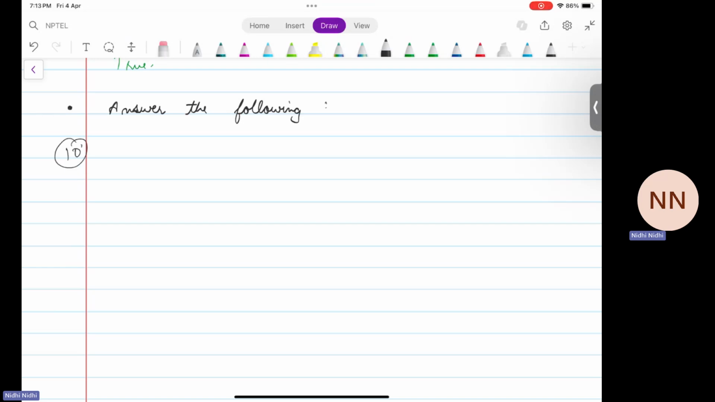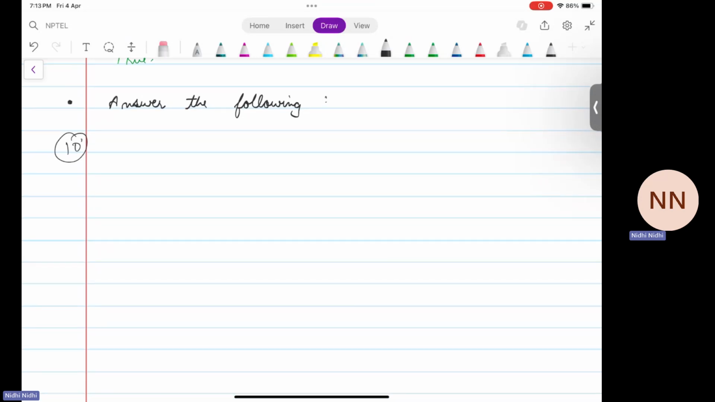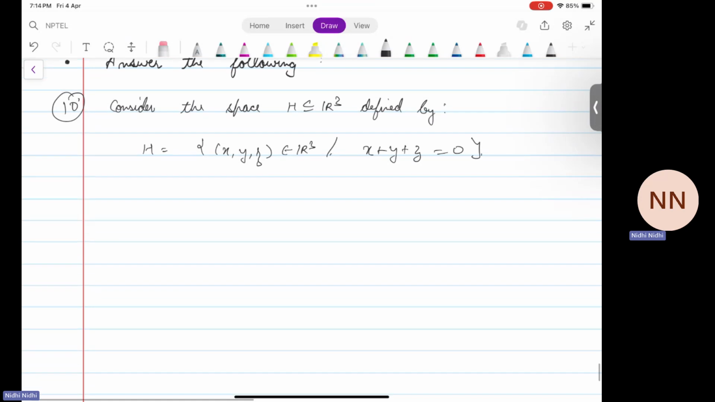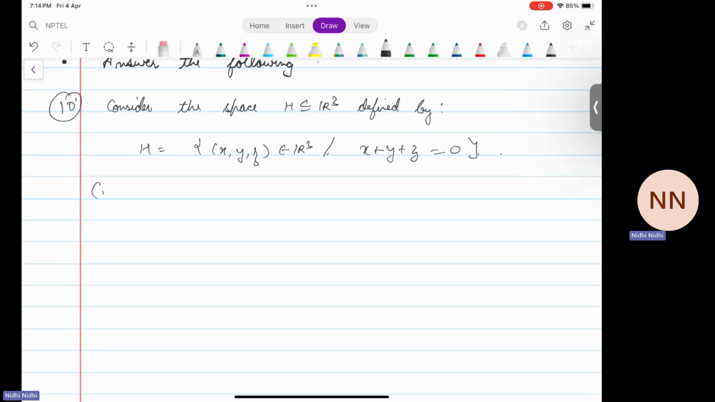Question number 10. Consider the space H subset of R3 defined by H is equal to all those points x, y, z in R3 such that x plus y plus z is equal to 0. That means we are in some plane. Compute the matrix which represents the orthogonal projection.